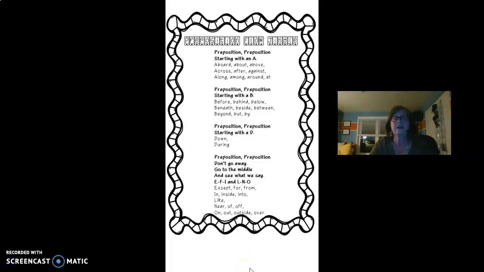Prepositions starting with an A: aboard, about, above, across, after, against, along, among, around, at. Prepositions starting with a B: before, behind, below, beneath, beside, between, beyond, but, by. Prepositions starting with a D: down, during. Prepositions, don't go away, go to the middle and see what we say. Except for, from, in, inside, into, like, near, off, on, out, outside, over.